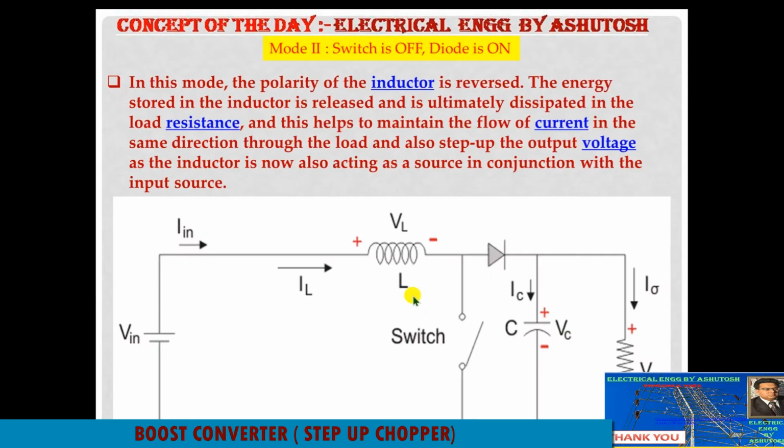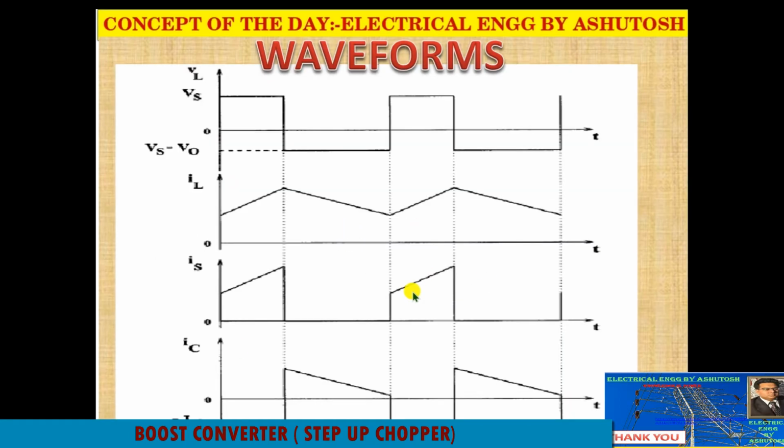And what happens in the second mode? In this mode, the switch is off. The main switch remains off, but the diode conducts. The diode will be on, forward biased during this mode. The inductor changes its polarity. Now the polarity becomes minus at the left side and plus at the right side. You can see it in another diagram.